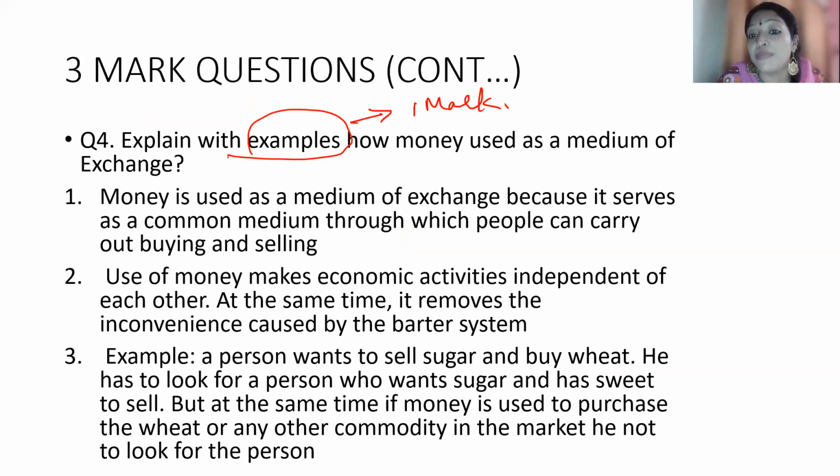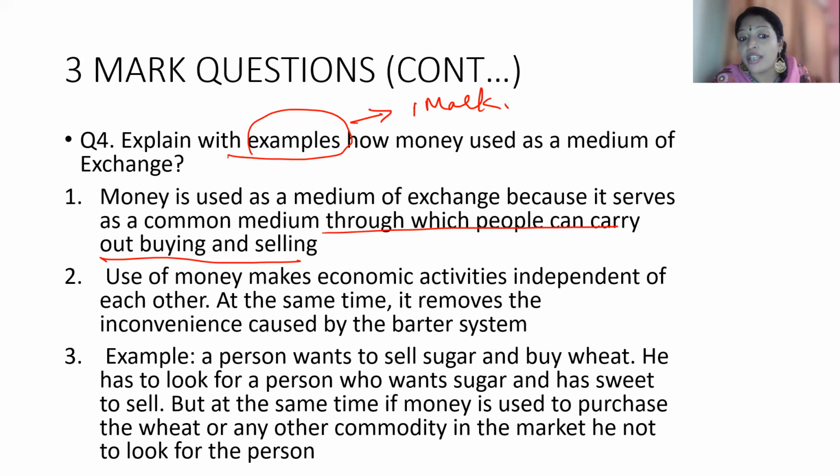First, money is used as medium of exchange because it serves as the common medium through which people can carry out buying and selling. If you remember in the last answer also, I told you that money is an intermediate between the buyer and the seller. So for the buyer as well as for the seller, it is very easy to take money, and the seller takes the money and gives the product to the buyer. Second point, use of money makes economic activity independent of each other.